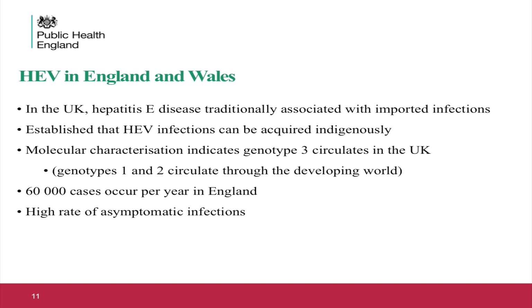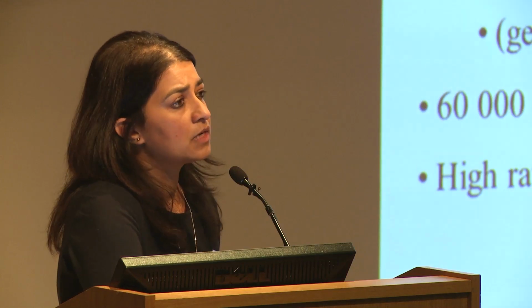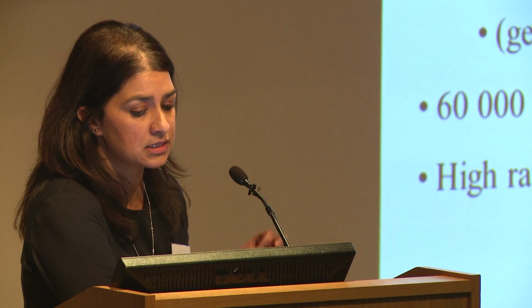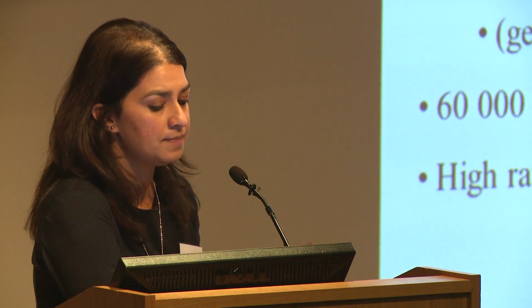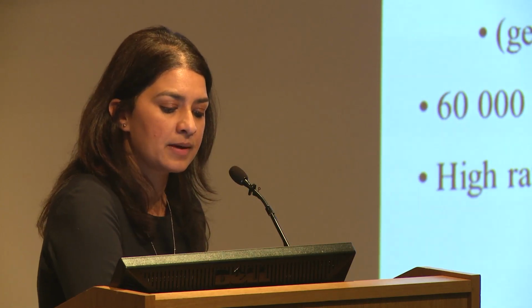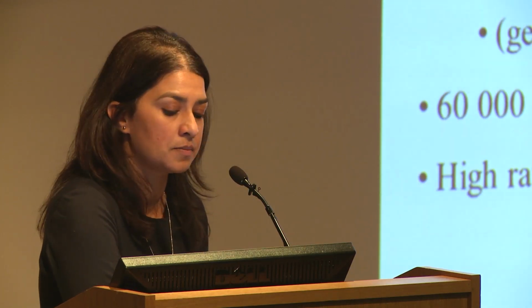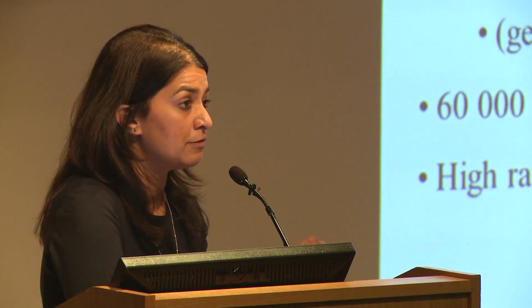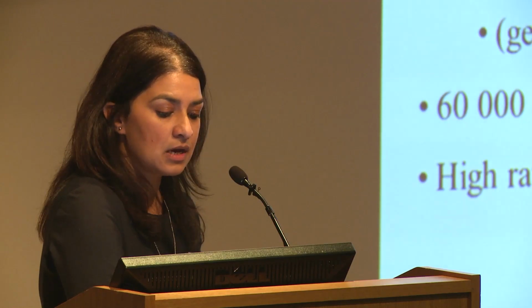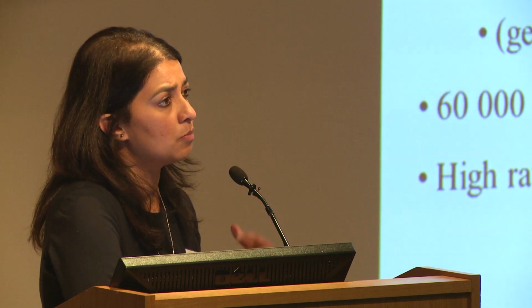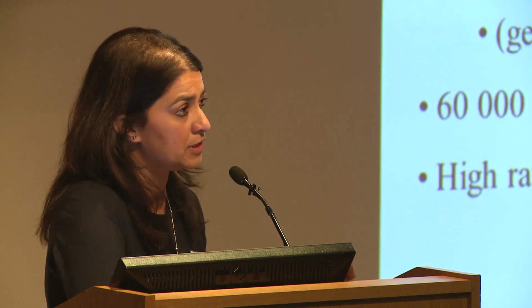But we now know that the virus can be acquired indigenously, that virus can be acquired in this country. We've done a lot of molecular characterization work, and we have a different genotype in this country to what's seen in endemic regions. We have genotype 3. And we've worked with the mathematical modelers at Colindale, and they tell us that we have about 60,000 cases of Hep E that occur per year. So this number is very high, because we've only actually relatively recently found the virus. But it does suggest that we have a high rate of asymptomatic infections. And I think as we've learned a lot more about the virus, this is a very true feature of this virus.